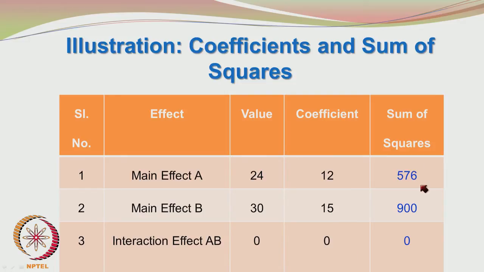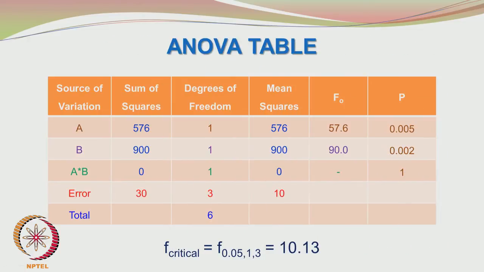And the sum of squares may again be easily calculated from the contrasts, and they turn out to be 576 for A and 900 for B, and for AB it is 0. We can now construct the ANOVA table, and we have the degrees of freedom listed out here. Since we have 4 repeats, we have 3 degrees of freedom for the repeats, and we found the mean square error, or the variance, as 10. And we also have the mean squares for factors A, B and AB.